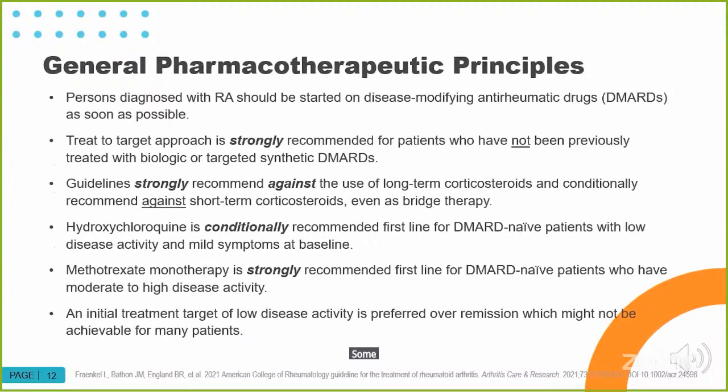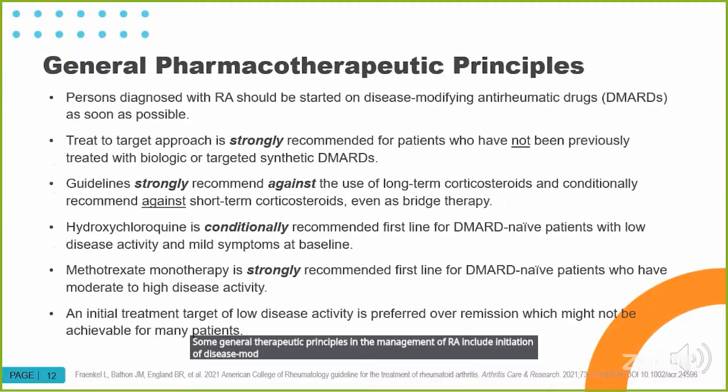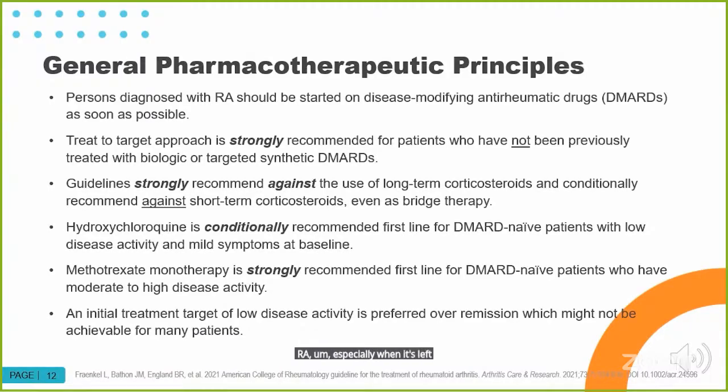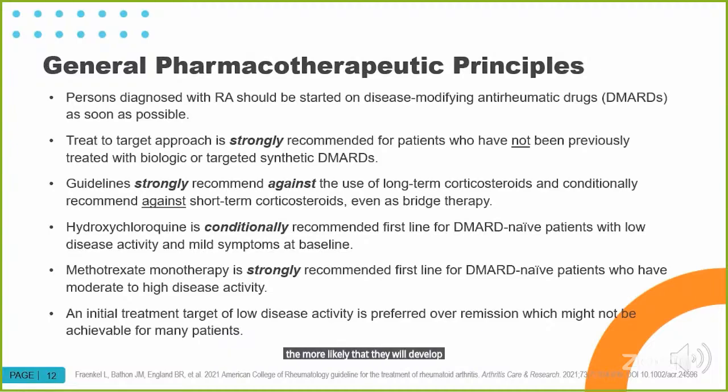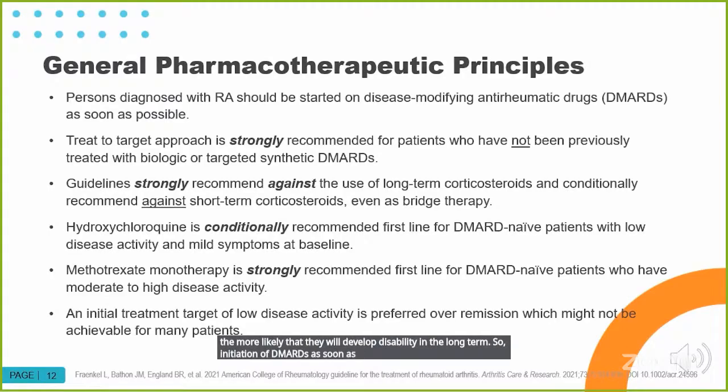Some general therapeutic principles in the management of RA include initiation of disease-modifying anti-rheumatic drugs or DMARDs as soon as the patient is diagnosed with RA. The reason for this is because we know RA, especially when it's left undertreated or untreated, leads to significant joint damage in patients, and the longer patients do not take DMARDs, the more likely that they will develop disability in the long term. So initiation of DMARDs as soon as it's feasible is recommended for all patients with rheumatoid arthritis.